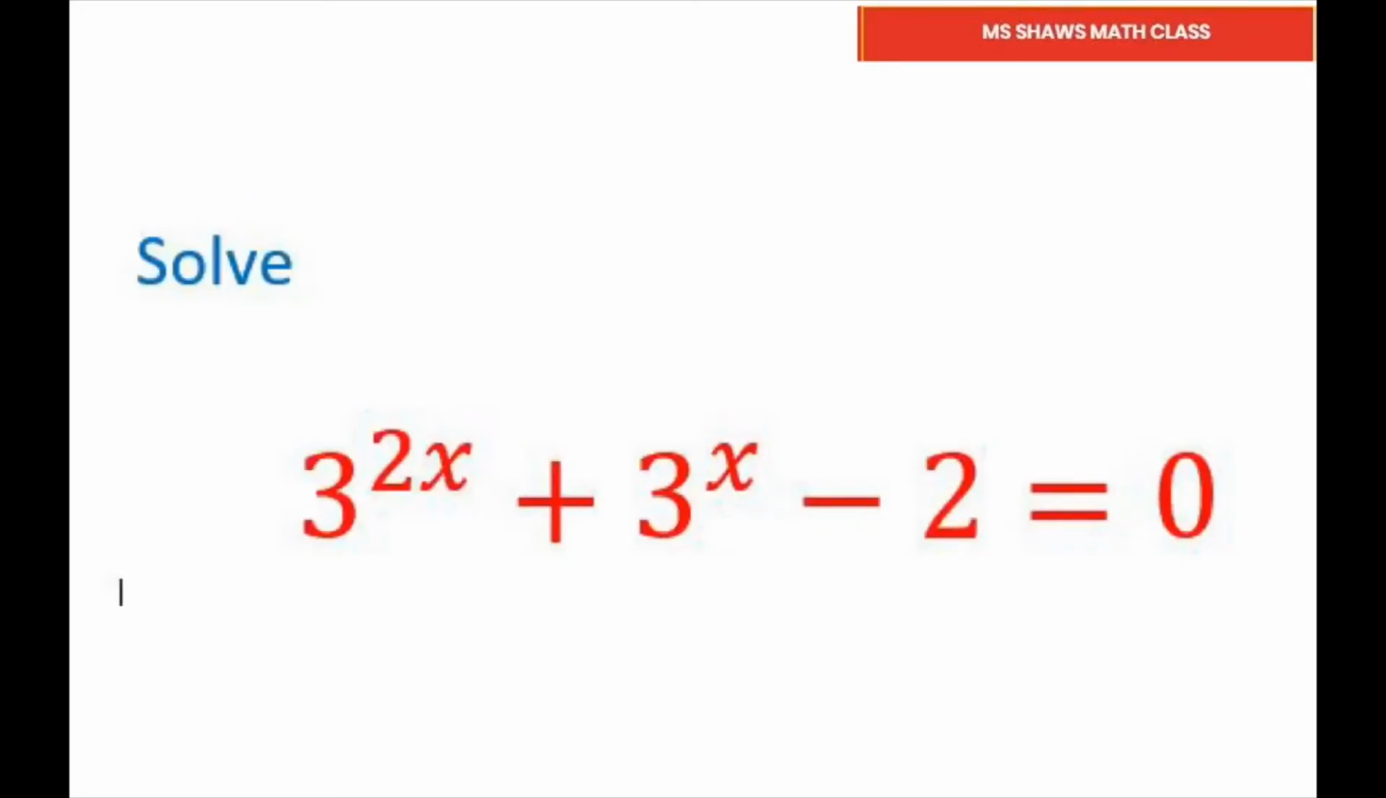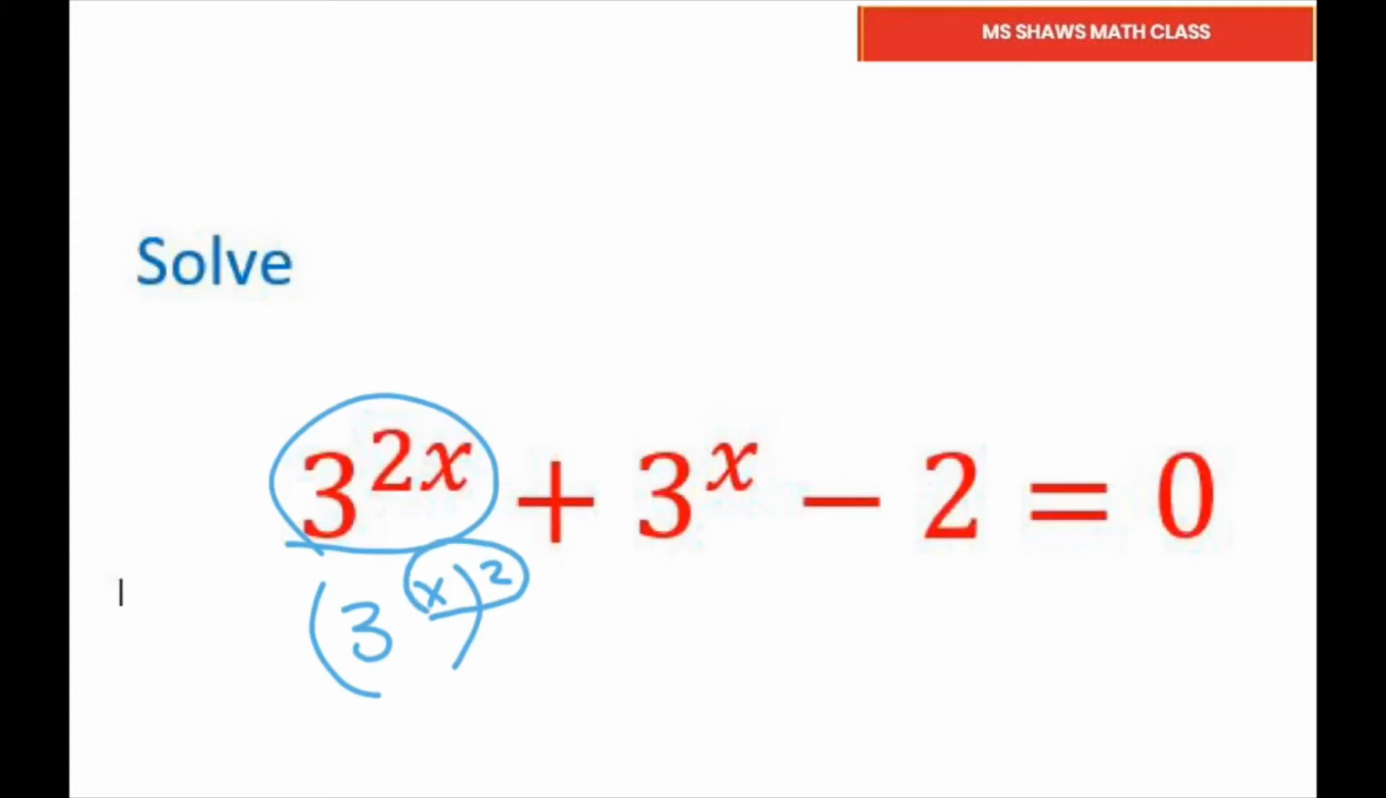Hi everyone, we're going to solve this equation, and before we get started I'm going to rewrite this first term as 3x squared. The reason you can do that is multiplying the powers: a to the m to the nth power equals a to the m times n. So you're using your power property to do this.